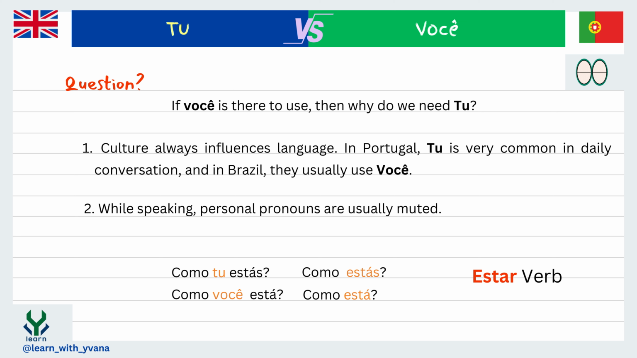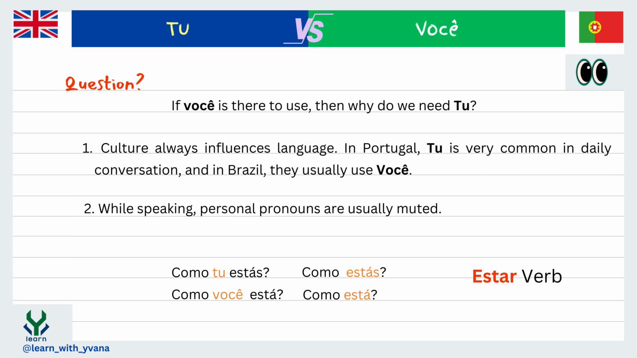Now let's ask ourselves the question. If você is there to use, then why do we use tu? And if tu is there to use, then why do we use você? There may be different arguments, but what I found are: the first one is cultural influence. In Portugal, tu is very common in daily conversation, and in Brazil, they usually use você.